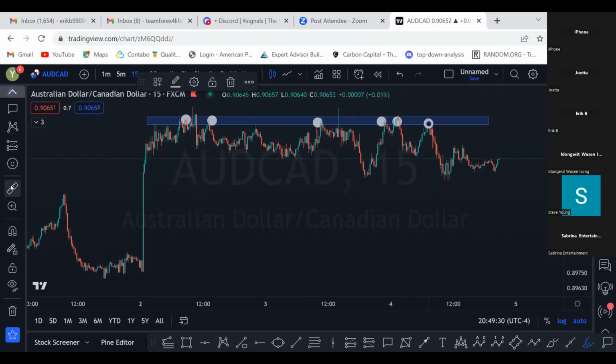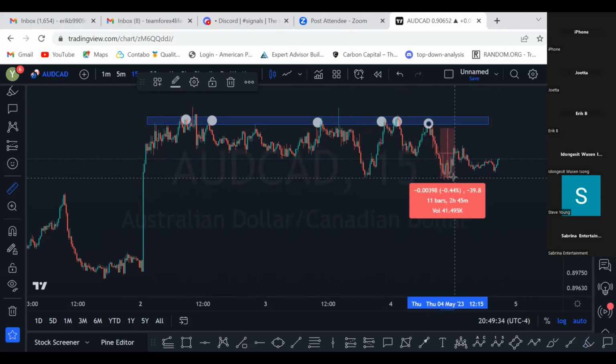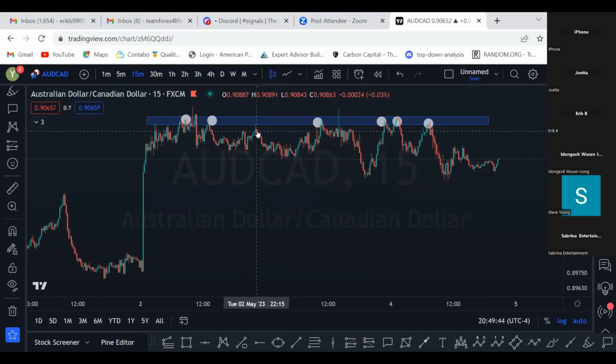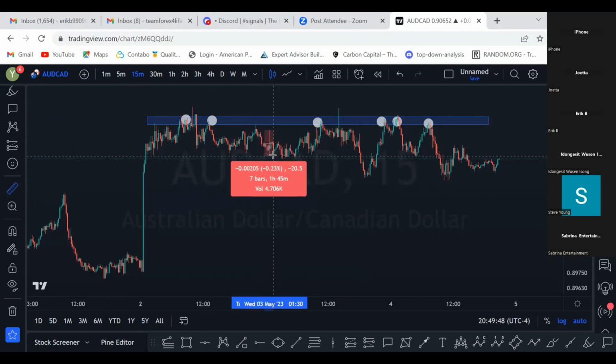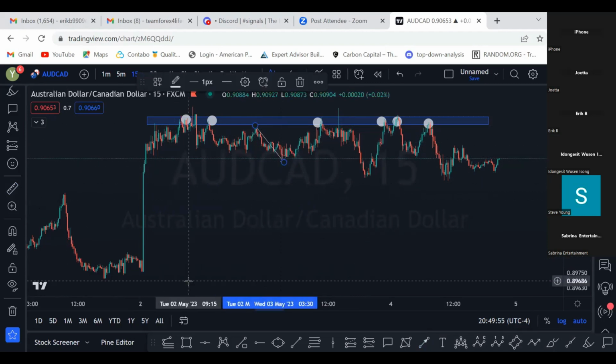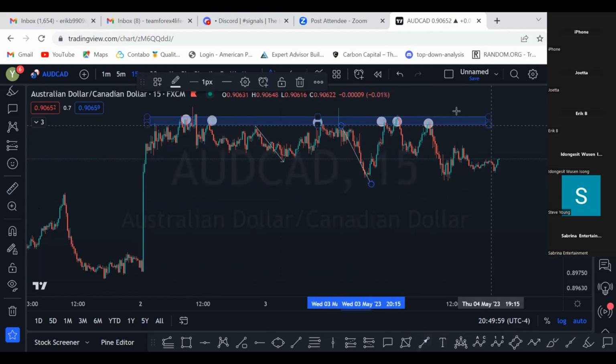So each one of these moves, that move right there was 40 pips. I think we were over here when they took it Tuesday, I think. That might have been here. So each one of these drops is decent pips. That right there is 20 pips. So every time it came back, you could have gotten another entry. That right there was decent pips.